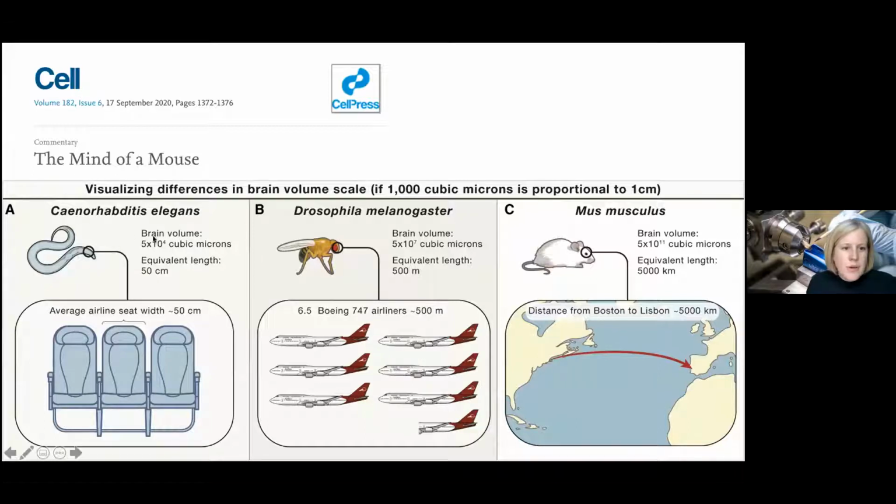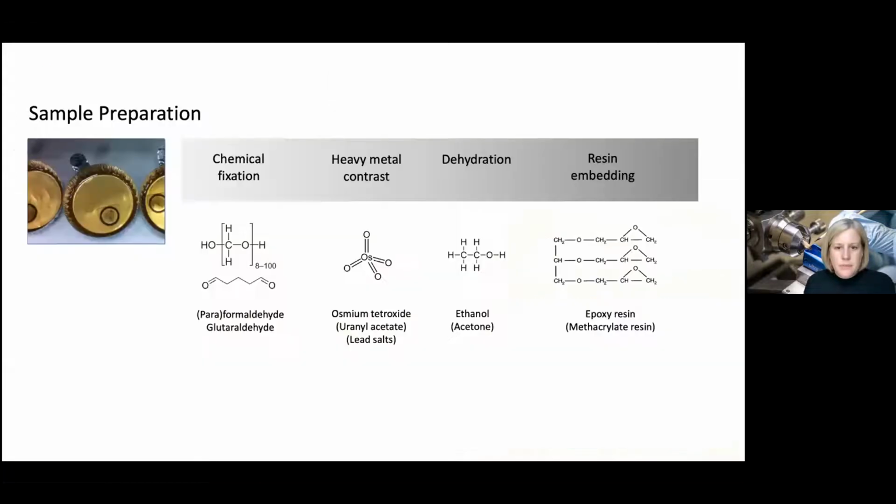So if the mind of C. elegans is the width of an airline seat, then mapping the mind of the fly is in scale similar to 6.5 Boeing 747 airliners, but moving to the mouse then takes you to the entire distance from Boston to Lisbon. So there are huge challenges still in reaching large volumes, but at very high resolution.